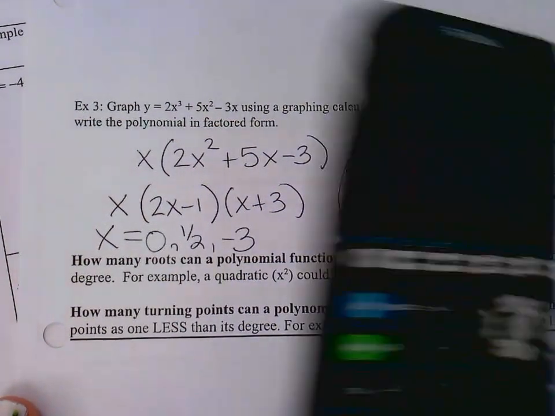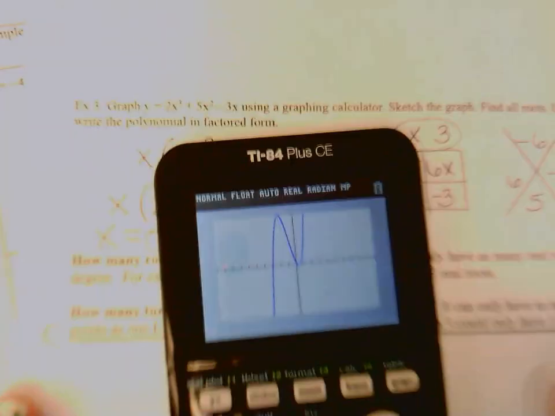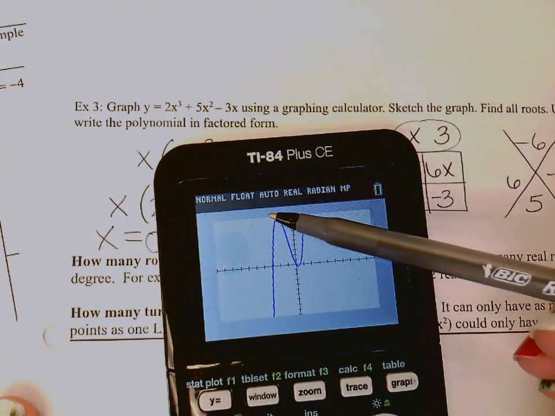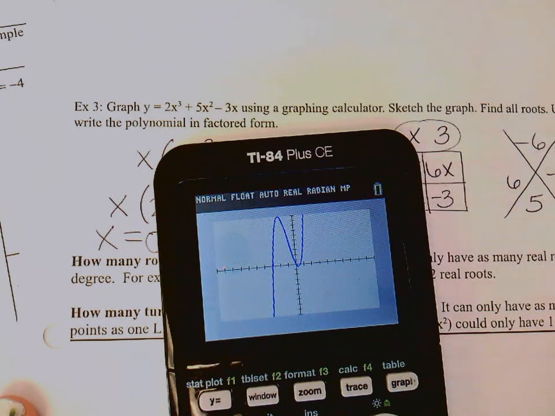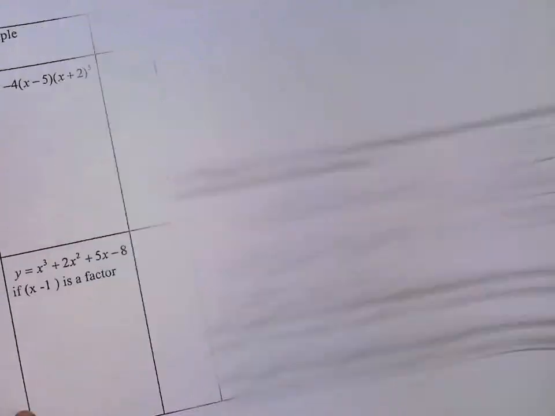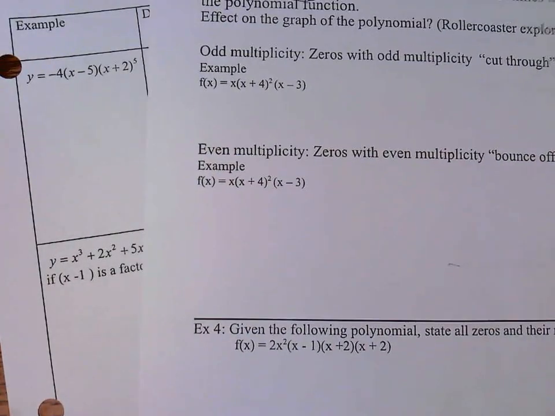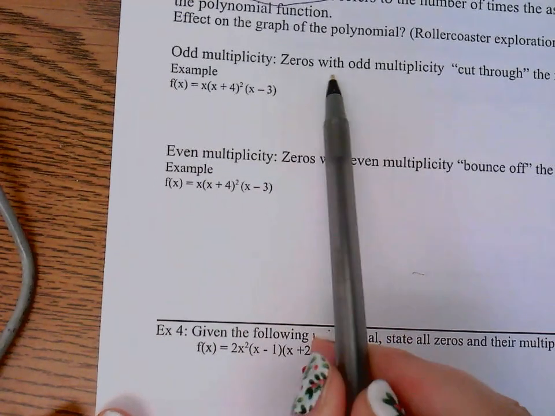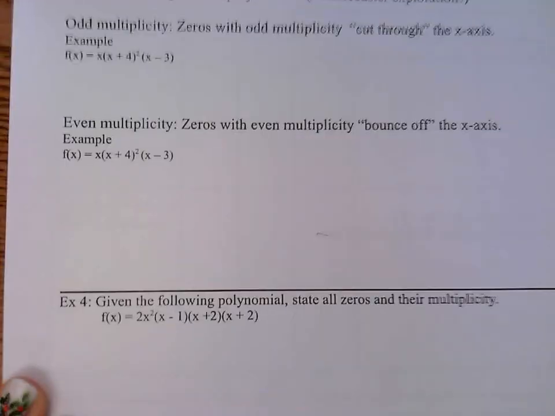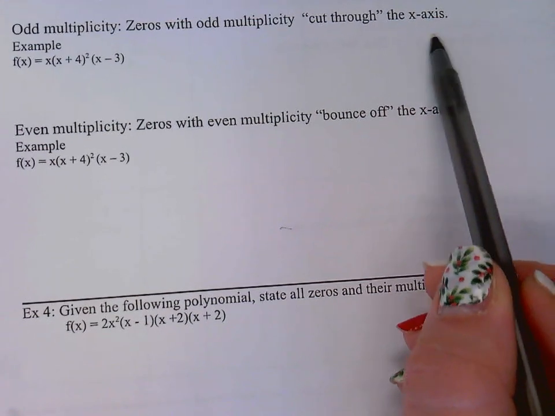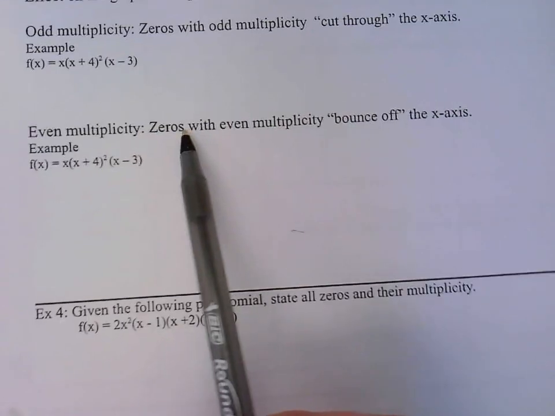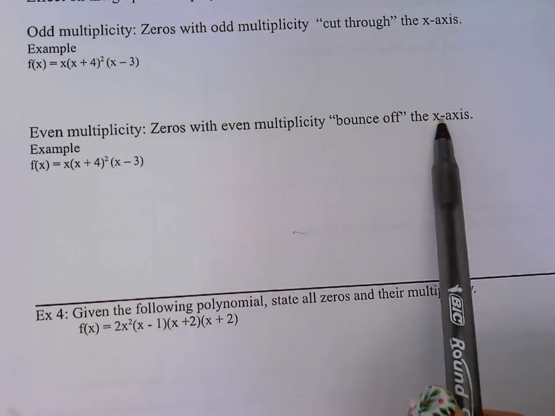On the graph, it cuts through the x-axis once at each of those x-intercepts. So there's something special that's going to happen. Zeros that have odd multiplicity cut through the x-axis. But zeros that have an even multiplicity bounce off the x-axis.